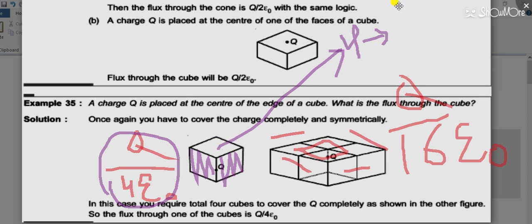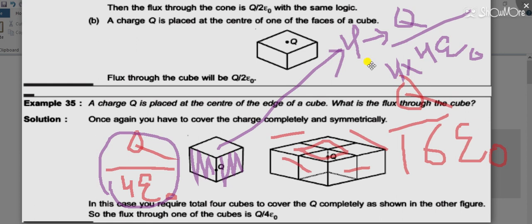So we divide it into 4 parts, and when we divide it into 4 parts, q by 4 epsilon naught is again divided into 4 parts. That means divided into 4 means it is multiplied with 4 in the denominator. So in this way also you can understand that the flux emerging out of one face will be q by 16 epsilon naught.